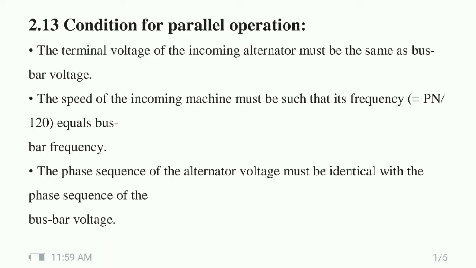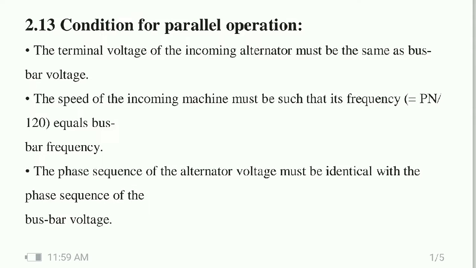And the phase sequence of the alternator must be identical with that of your busbar phase sequence. That is, if your existing alternator RYB is connected to your busbar, in the same fashion your incoming alternator also should be connected to your busbar.